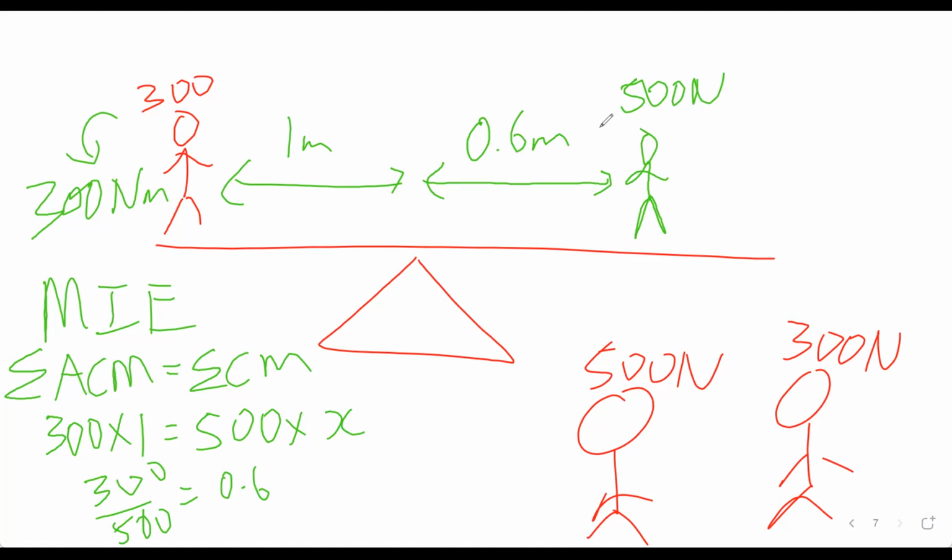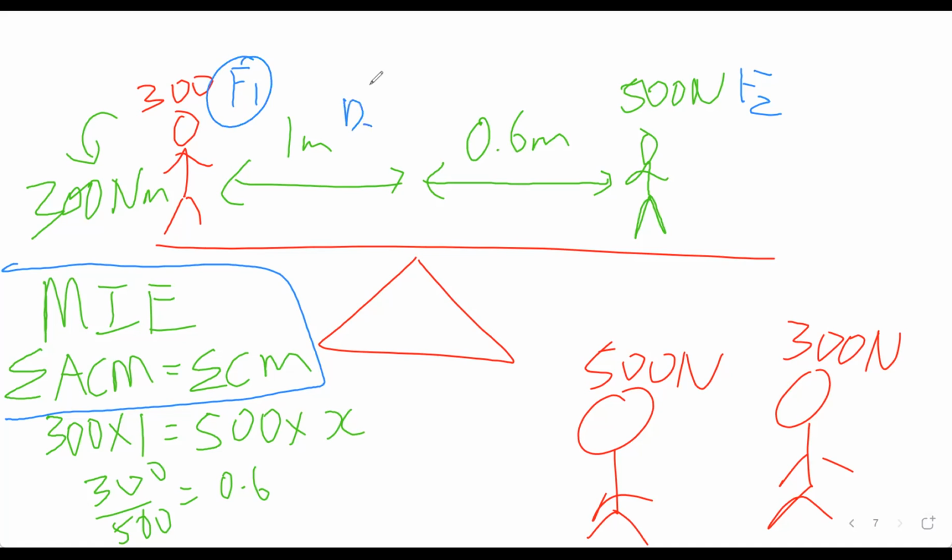Now, the general formula for moments in equilibrium is this. In most scenarios, especially if there are only two forces on the seesaw, most of the time the formula will be F1 D1 equals F2 D2, because this is the anti-clockwise moment, and this would be the clockwise moment here.